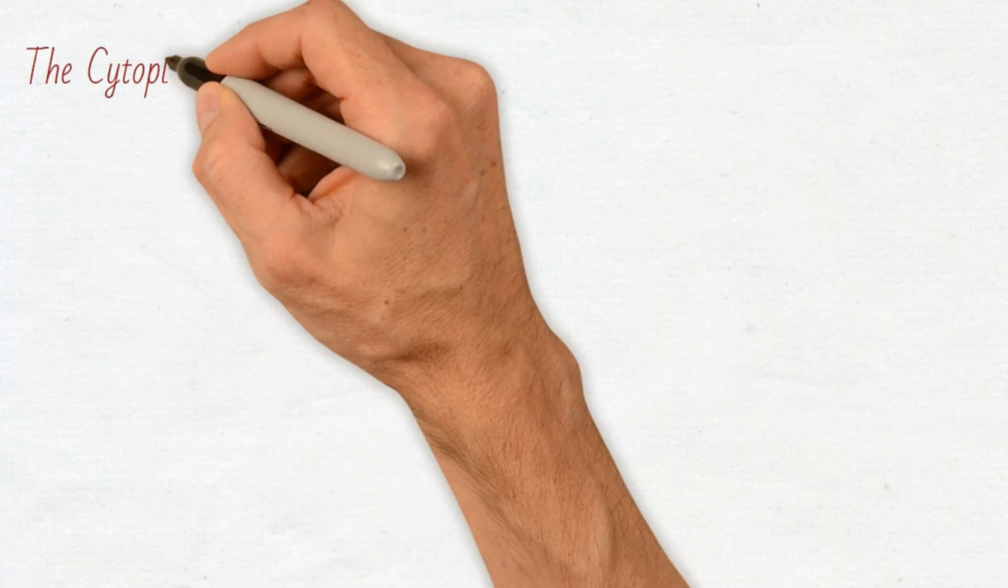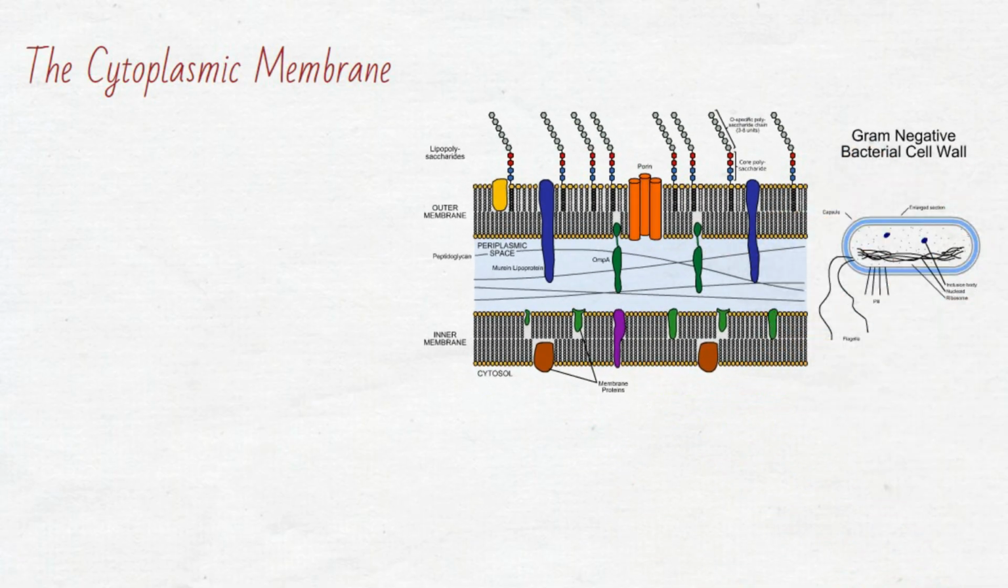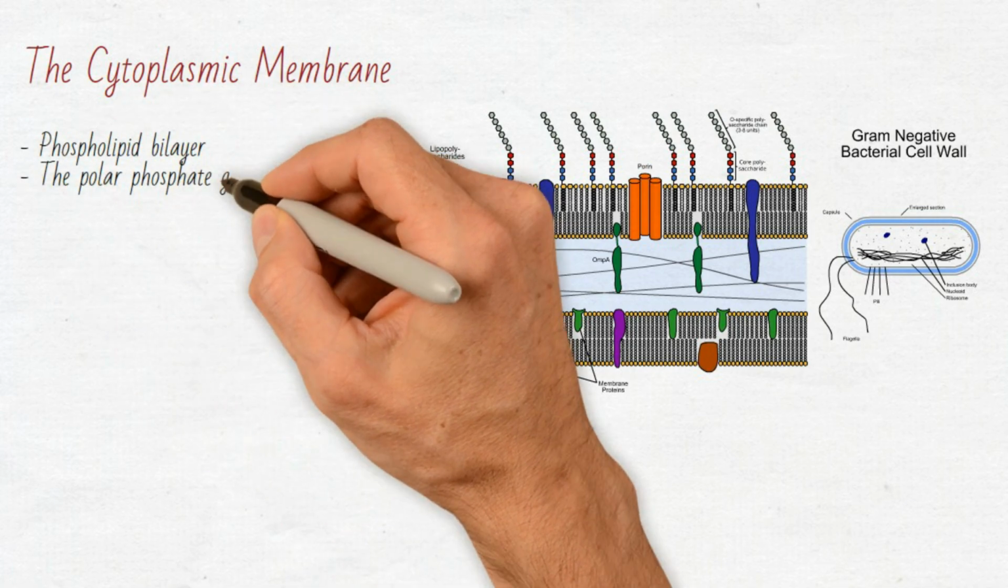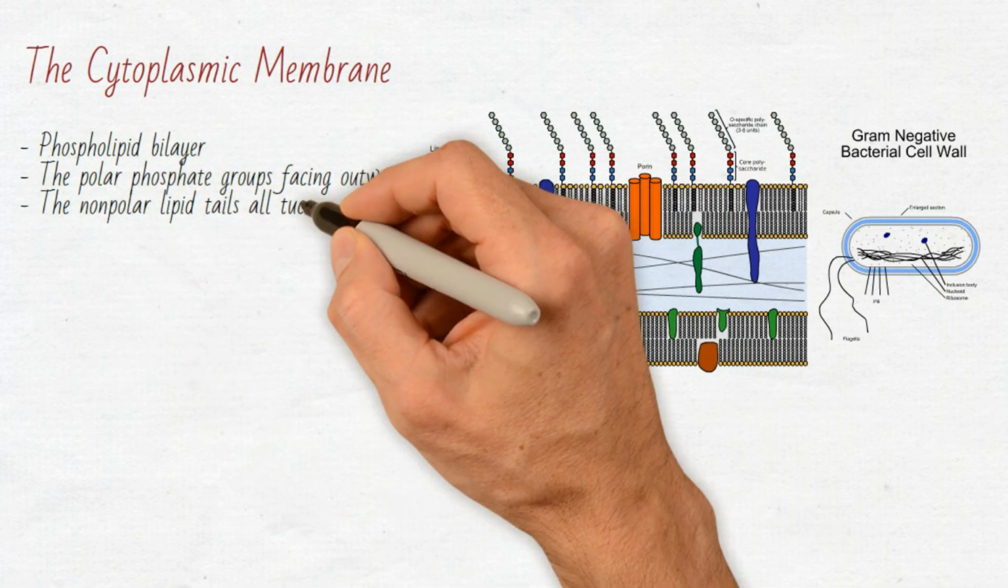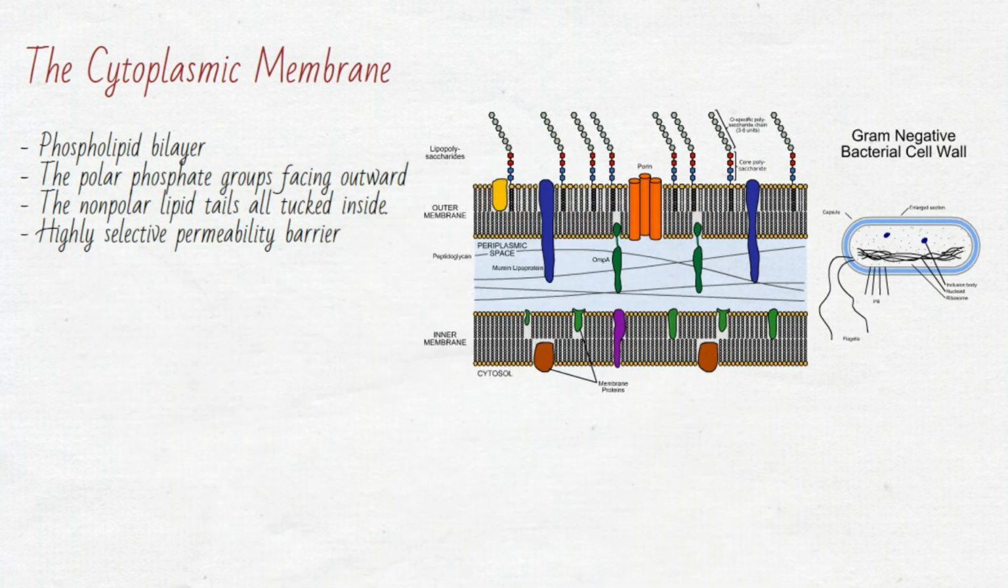Starting with the innermost layer, the cytoplasmic membrane. It's more than just skin, it's the absolute line of demarcation, the cell's most restrictive boundary. Like our own cells, it's a phospholipid bilayer. You've got the polar phosphate groups, the water-loving parts, facing outward, and the nonpolar lipid tails all tucked inside. Its primary job is to be a highly selective permeability barrier, rigorously controlling what comes in and what goes out.